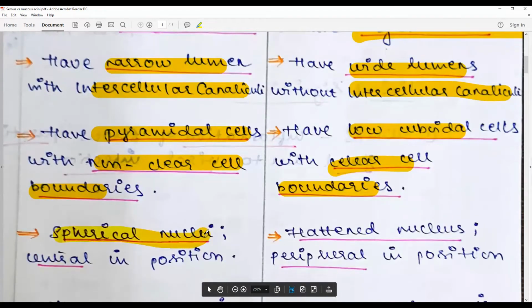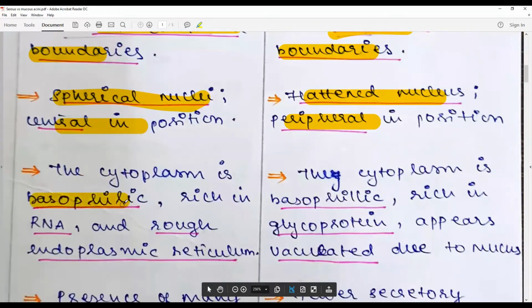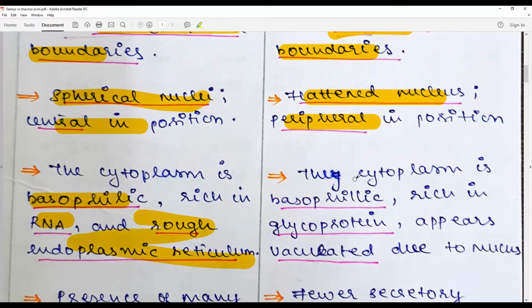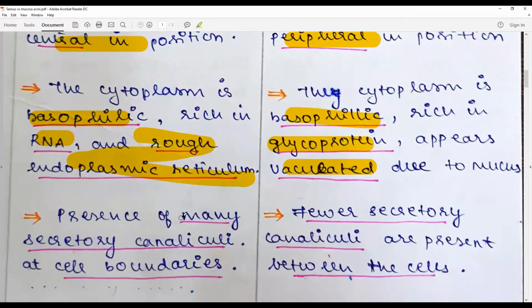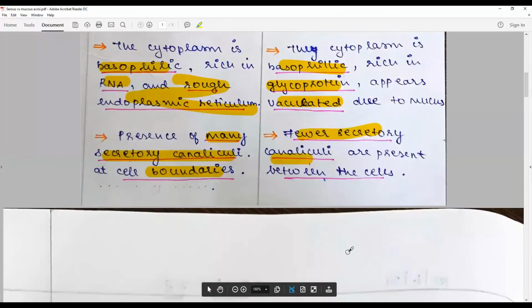In serous cells, the nucleus is spherical, somewhat towards the basal position. Here it is a flattened nucleus pushed towards the basement membrane. In serous, the cytoplasm is basophilic, rich in RNA and rough endoplasmic reticulum. In mucous, the cytoplasm is rich in glycoproteins and appears vacuolated due to the presence of mucus. In serous, you have the presence of many secretory canaliculi between cell boundaries. Here, fewer secretory canaliculi are present between the cells.